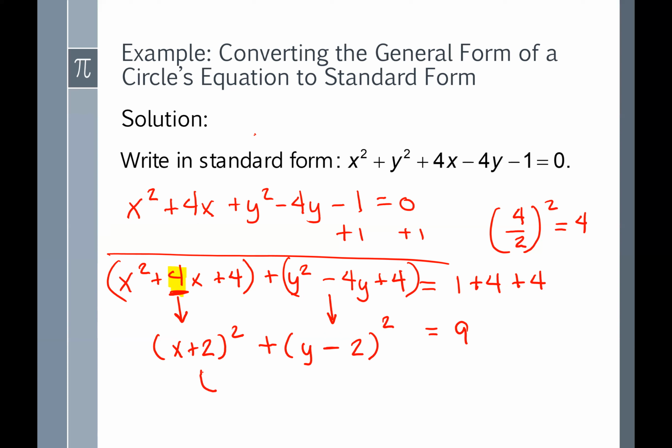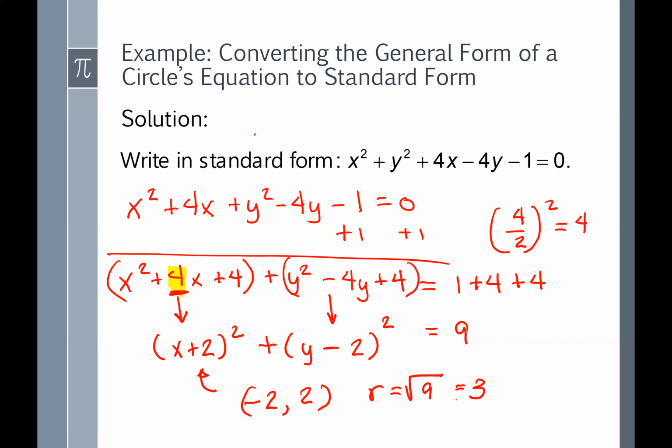So whatever I'm subtracting from x, since that's plus 2, I'm subtracting minus 2. So the x coordinate of the center of the circle is negative 2. Since I have y minus 2, I'm subtracting 2, so the y coordinate is 2. And the radius is the square root of 9, which is 3. So this circle's center is at negative 2, 2, and its radius is 3.